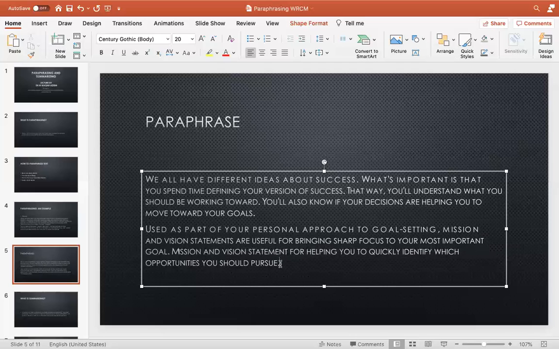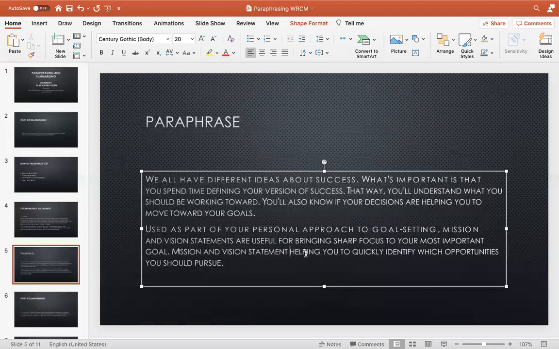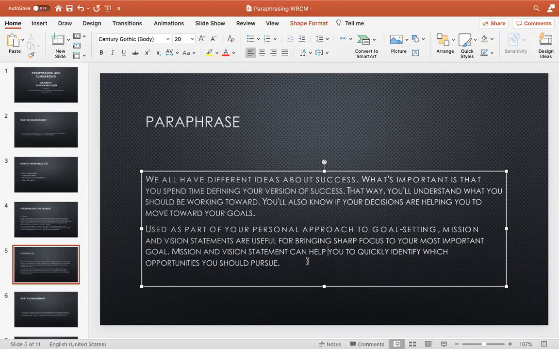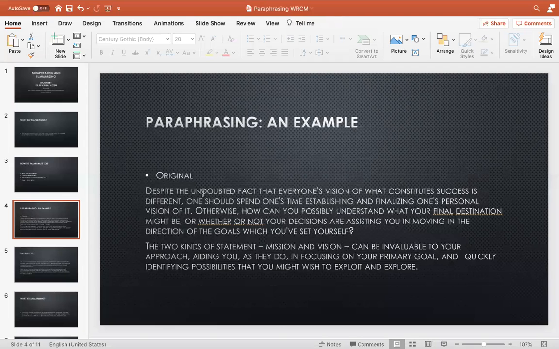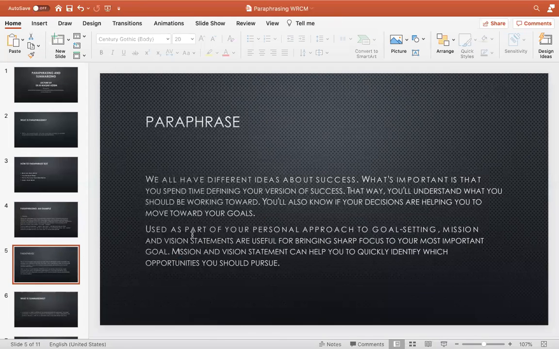So mission and vision statement can help you to quickly identify which opportunities you should pursue. Okay, so this is an example of original paragraph which has been paraphrased into simpler English. All right.